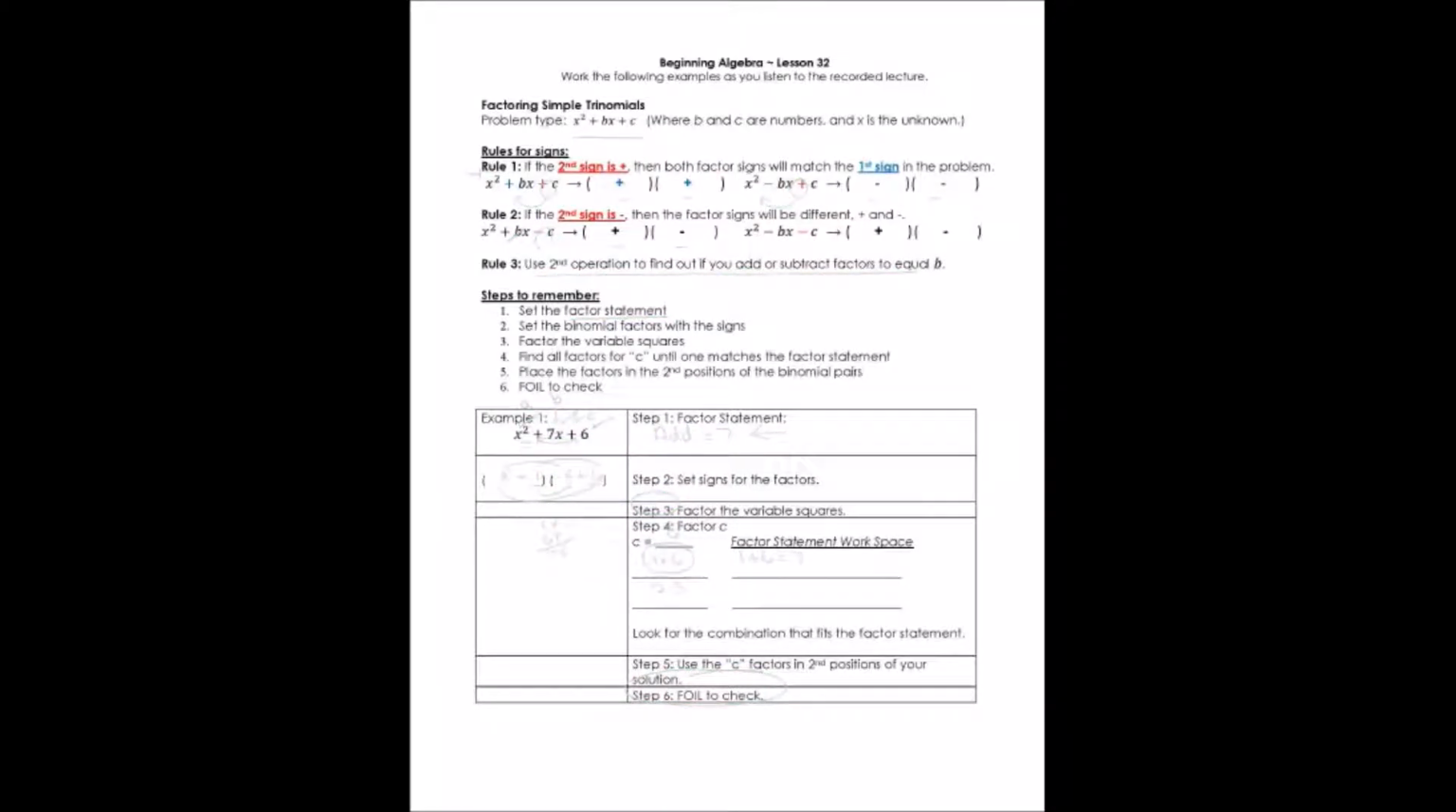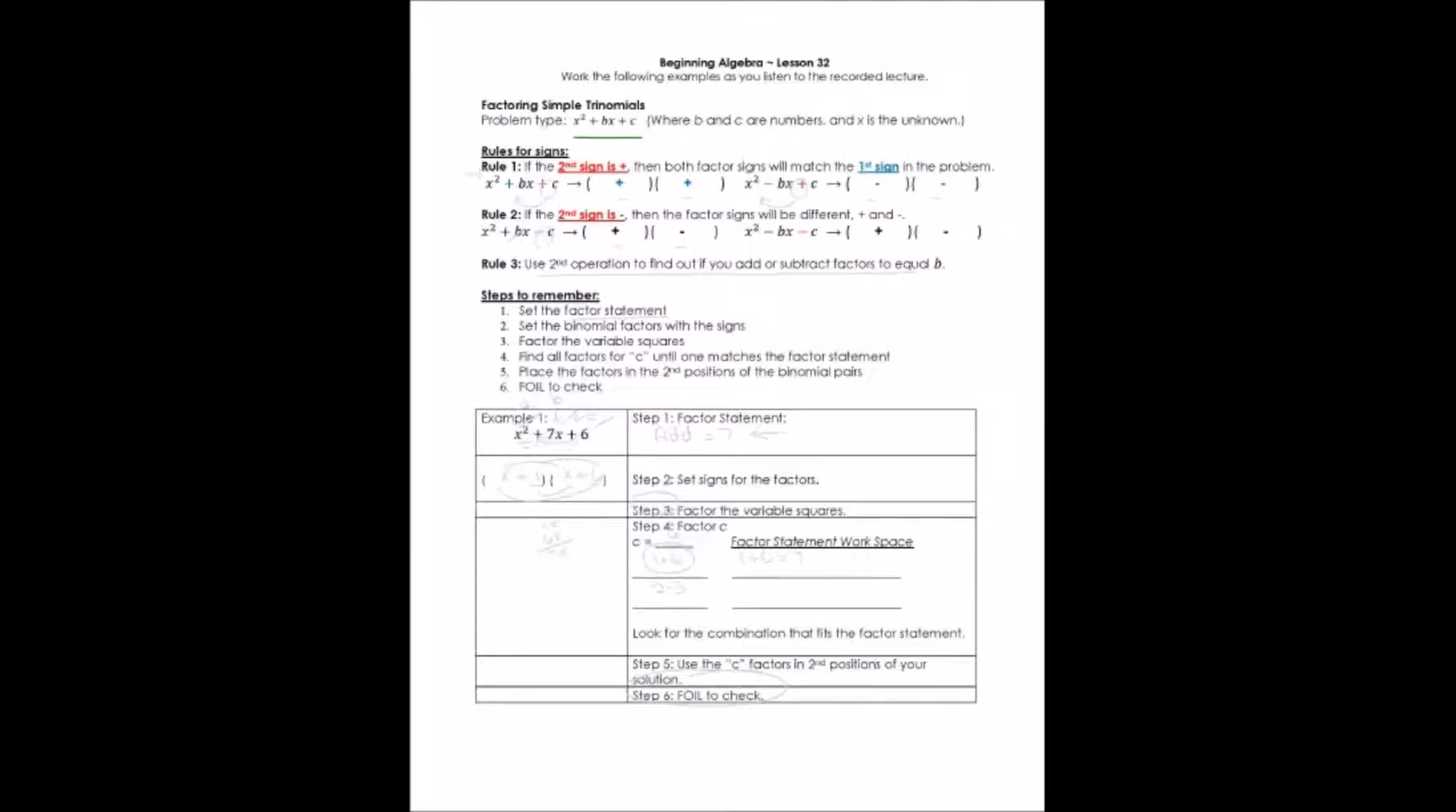This is a look at factoring our first type of trinomials, and they're really called simple trinomials because they don't have a coefficient, or they don't have a number in front of the first term. Now the format of these problems is going to be like this: x squared plus b times x plus c. B and c are numbers, and x is always the unknown. And we always write them with the highest exponent first, and we go in decreasing order for exponents.